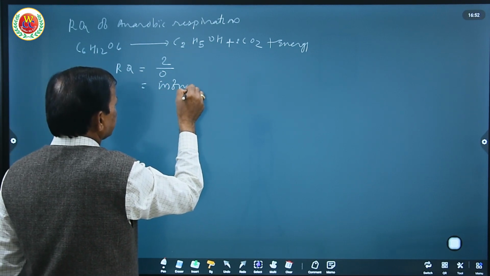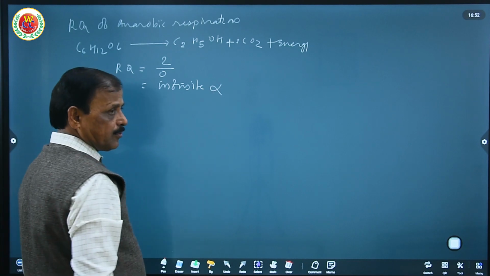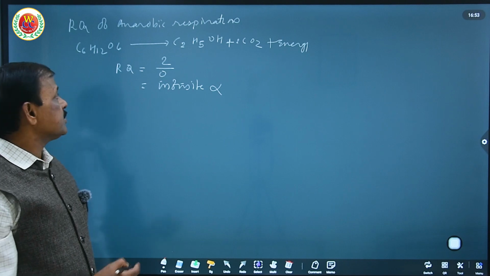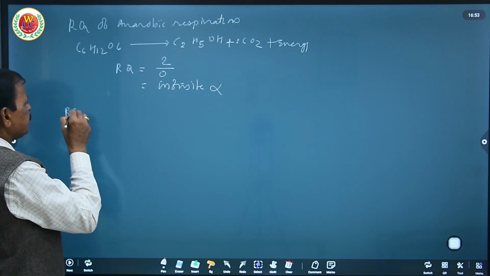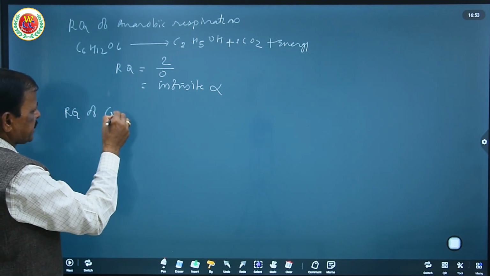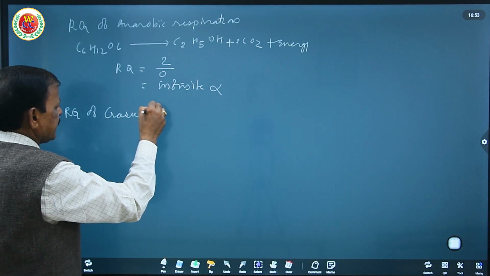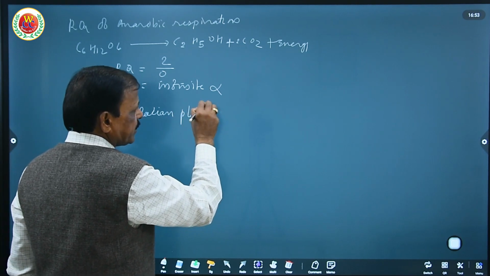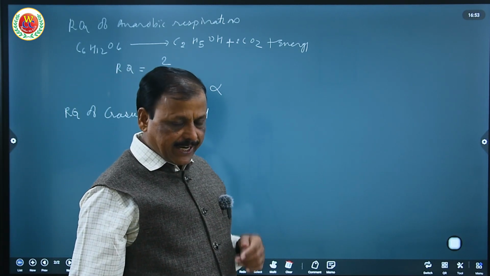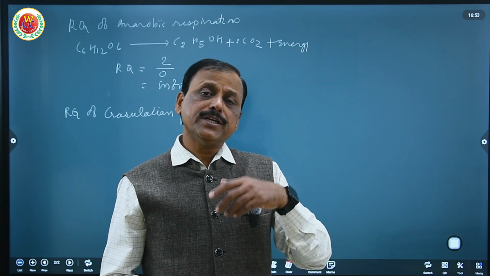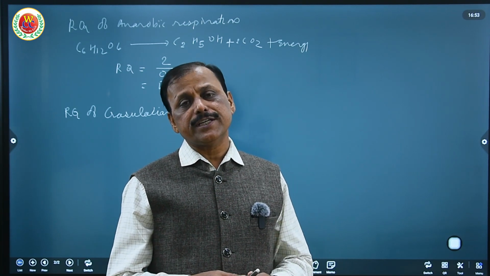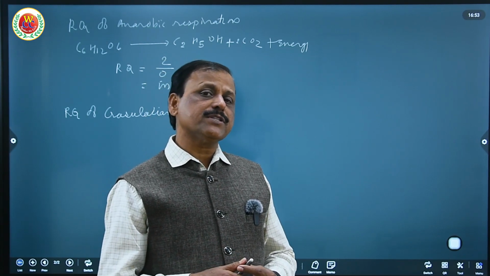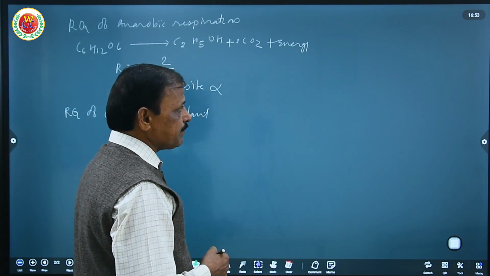Why? Because carbon dioxide is released while oxygen is not used. But RQ of the crassulacean plant is very important, because in crassulacean plants photosynthesis occurs during daytime, but carbon dioxide is taken at night time.